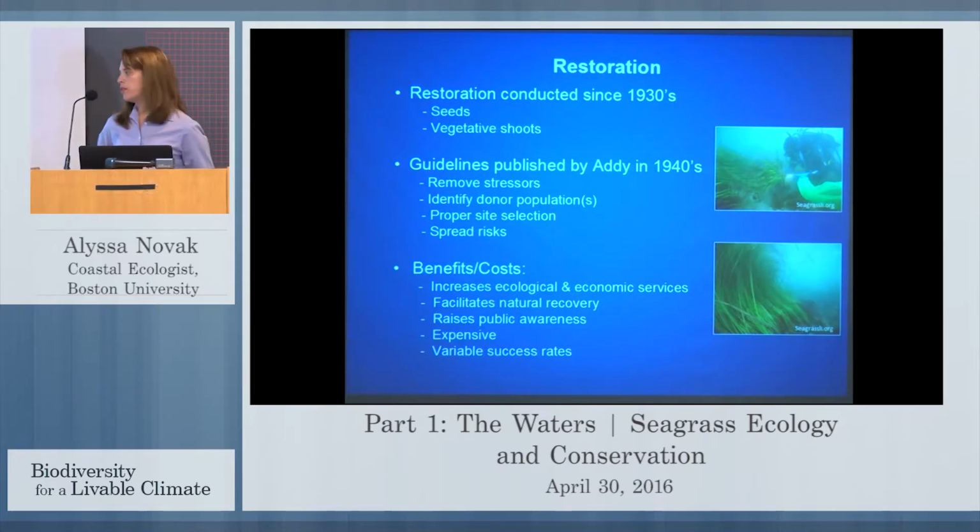The other benefit of doing restorations is that it raises public awareness, and so this is important. Anytime you have the public involved in your restorations, that promotes stewardship, and so people are more likely to preserve this natural habitat. Even though there are a lot of benefits to restorations, we do know that they're very expensive. It costs the state of Massachusetts approximately $100,000 per acre for the state to put in eelgrass. And then also, we have a lot of variable success rates.